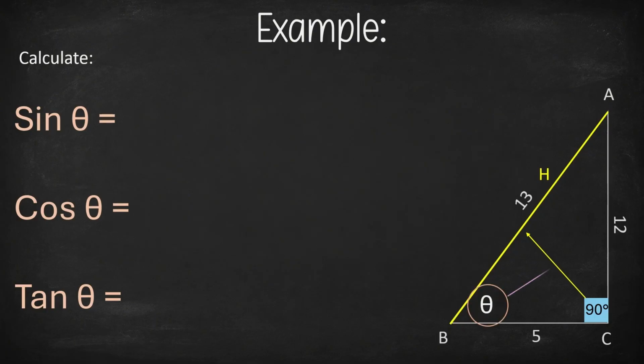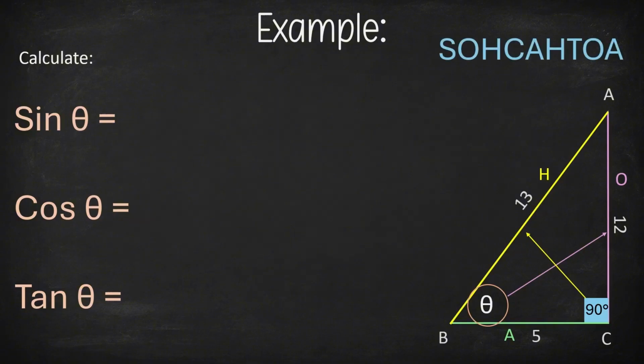The side that is across from theta is called the opposite side. And then there's one leftover side. That is the side that touches theta, and that is called the adjacent side. Now we are ready to calculate the ratios. But if you want to, write down your SOHCAHTOA word so that it is easier to find your ratios.